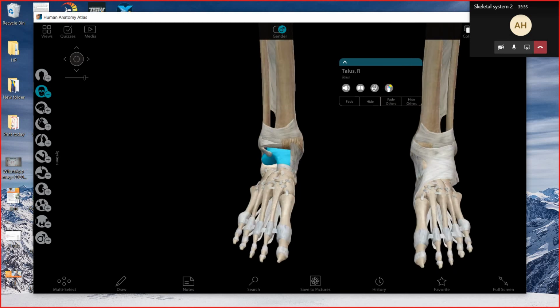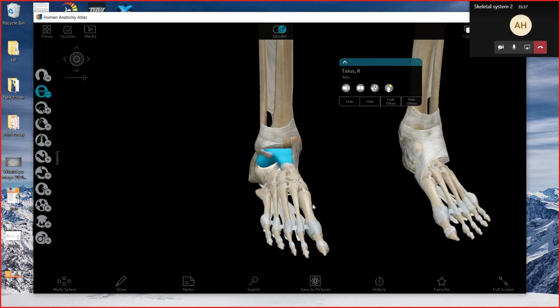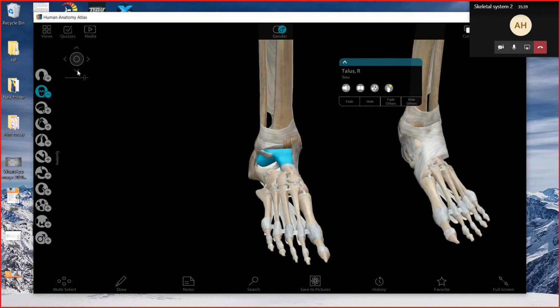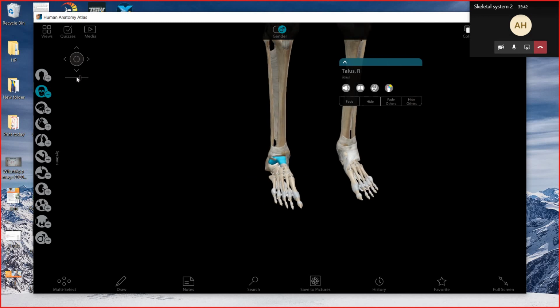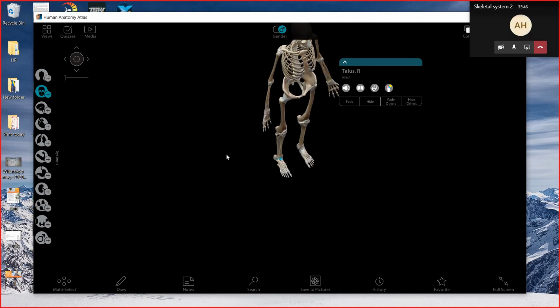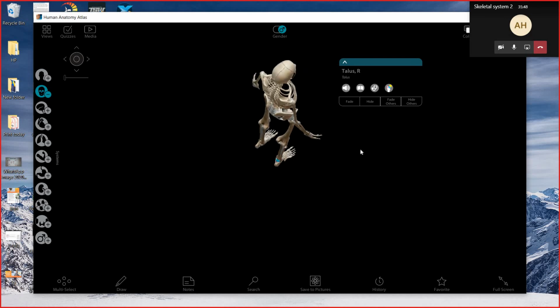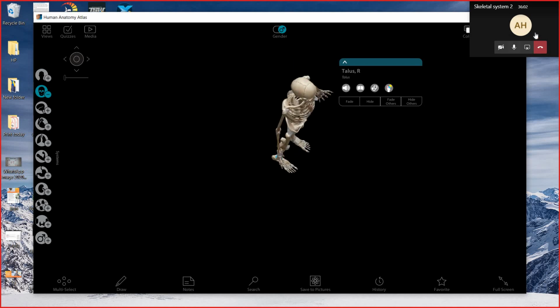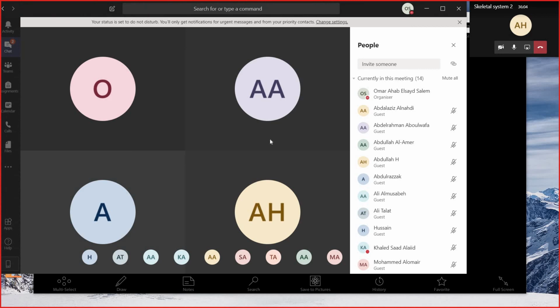So this is the skeleton of our body, including the axial and appendicular skeleton. Tomorrow, inshallah, we will study the structure of the bones and the joints. Now, if you have any questions, please ask. If you don't, please leave.